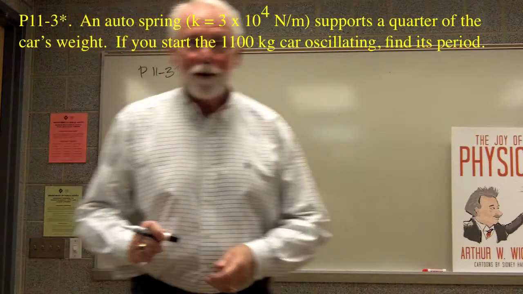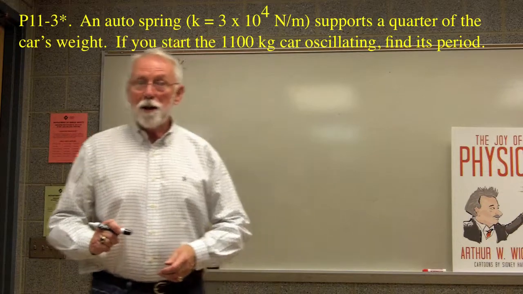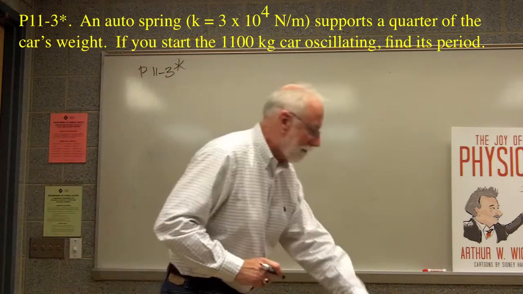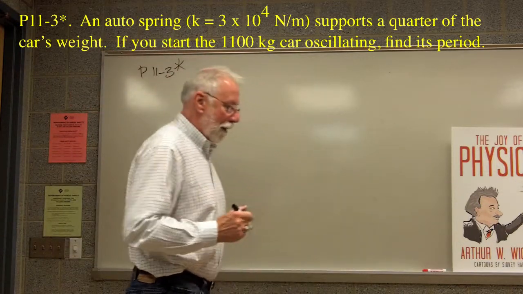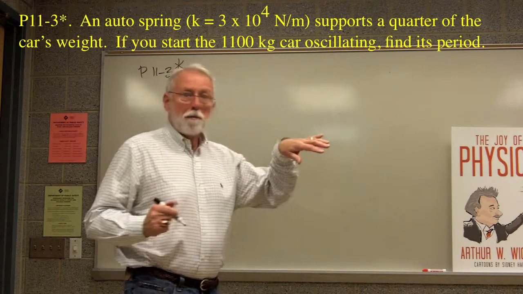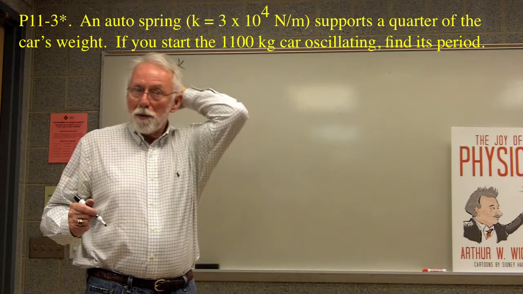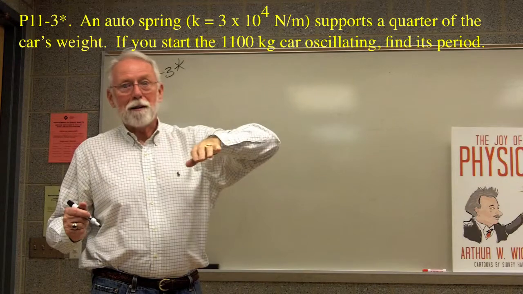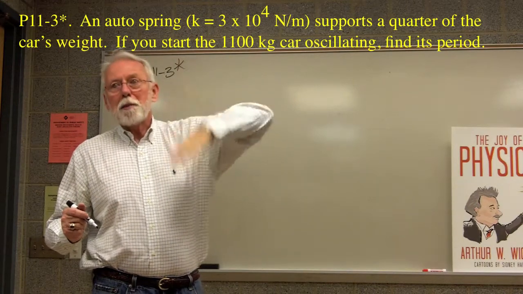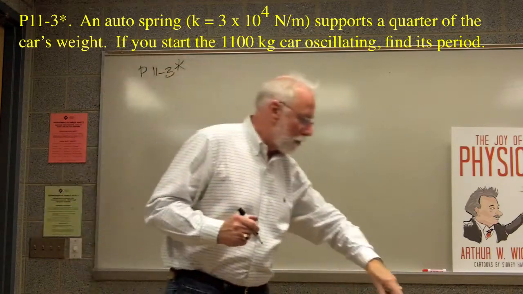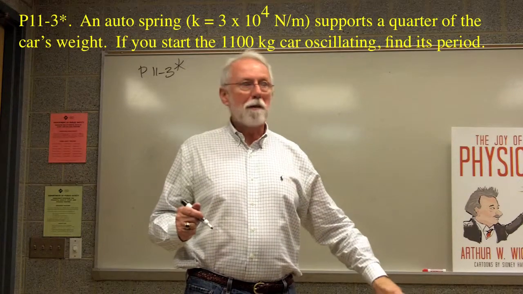All right, this is problem 11-3, and a pretty easy one at that. It says that there's an auto which has a spring that's supporting part of the car's weight, and what happens is that somebody jumps on the car, I suppose, and so the car vibrates up and down. And the question then is, what is the period of the motion of this car?